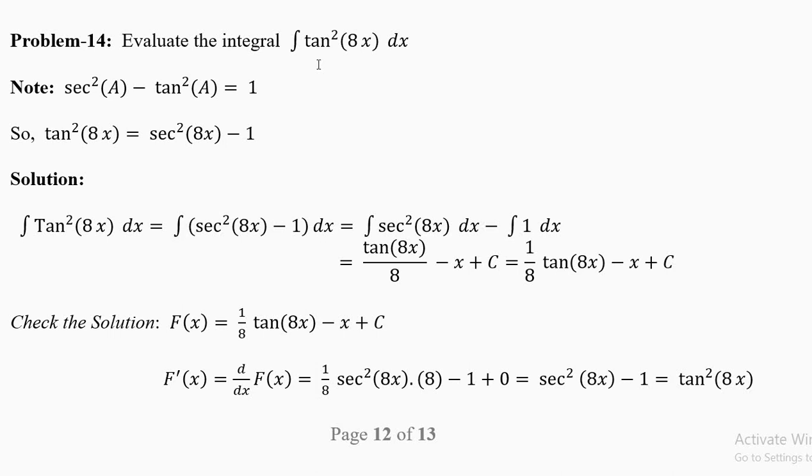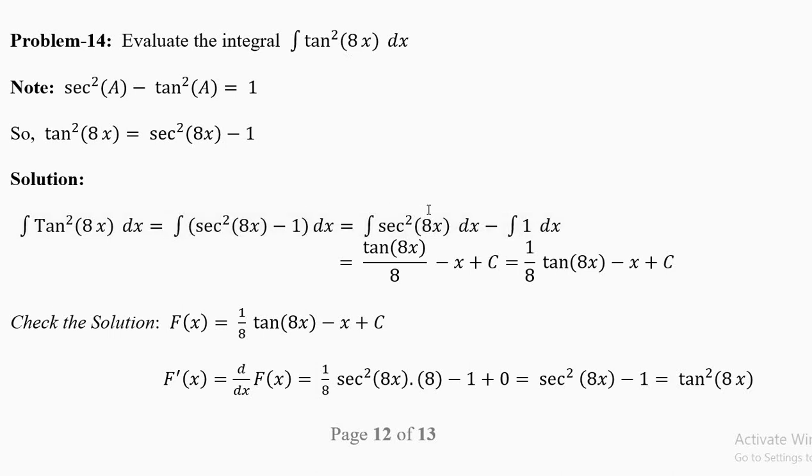Now evaluate the integral tangent square 8x. Now again, this question is different from all the other questions. Now you have to know a little bit of your trigonometry. Secant square minus tan square equal to 1. So tan square equal to secant square minus 1. So you have tan square 8x equal to secant square 8x minus 1.